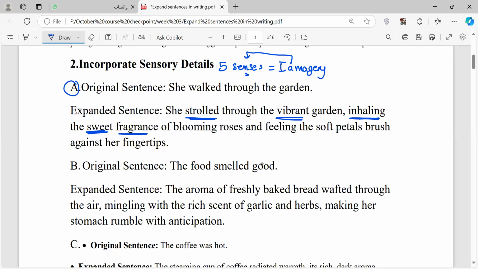Did you find any? The question is for the whole group: did you find any words related to the 5 senses? Yes, sure. Inhale is related to what? Smell, like breathing. Sweet is related to what? Taste. Fragrance is related to what again? Smell. Blooming roses, this is what you can see with your eyes. Feeling is your emotions. Soft is what you can touch. Petals brush against the fingertips, this is also what you can feel. So the whole sentence here referred to the 5 senses.